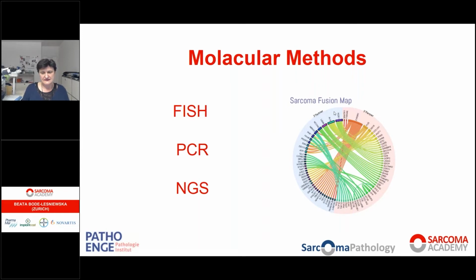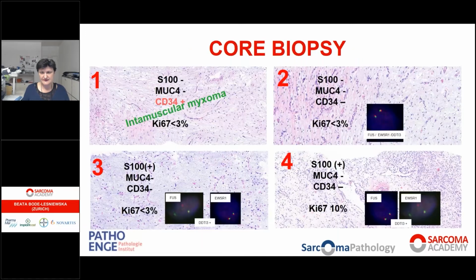So the first approach will be FISH and PCR, since you definitely will have a differential diagnosis for your tumors as a pathologist. If you consider the differential diagnosis, which is most important in this context, myxoid liposarcoma, you would go for testing either with PCR or with FISH.